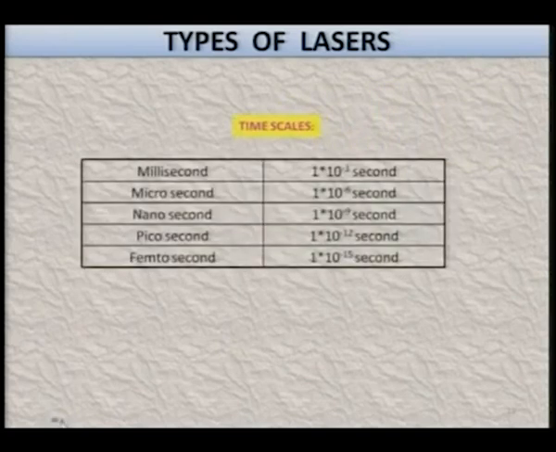Now, this is important to note here. In time scales, the lasers can be classified as follows: 1 into 10 raised to minus 3 second, that is known as millisecond lasers, microsecond lasers, nanosecond laser, that is 1 into 10 raised to power minus 9 second, picosecond laser 1 into 10 raised to power minus 12 second, and femtosecond laser, that is 1 into 10 raised to power minus 15 second lasers.